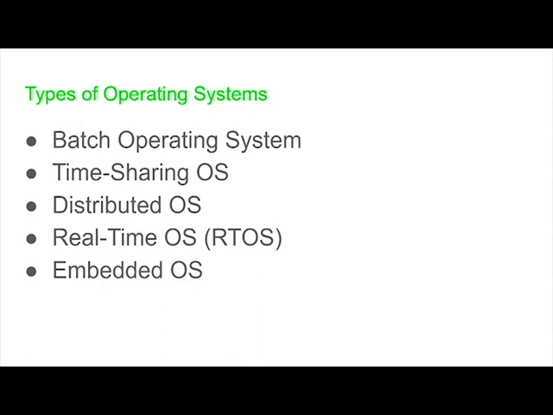The last type is the embedded OS. It is found in devices like washing machines, TVs, stopwatches, or even ATMs. It is lightweight and designed for specific tasks. It is available in smaller devices and larger devices also.